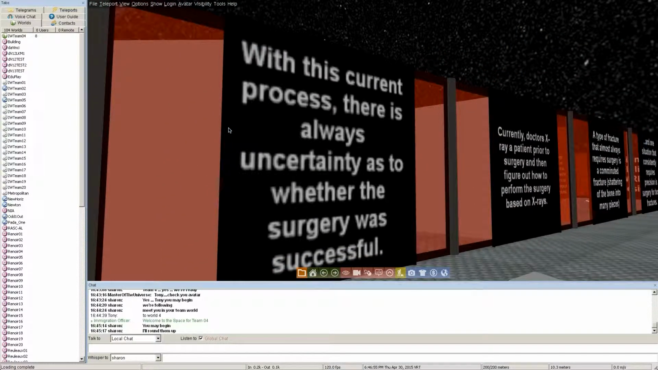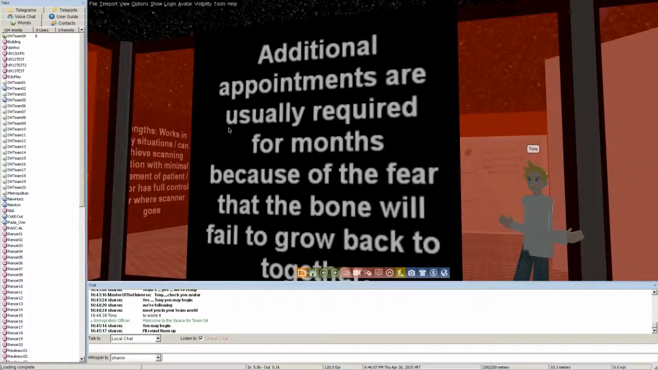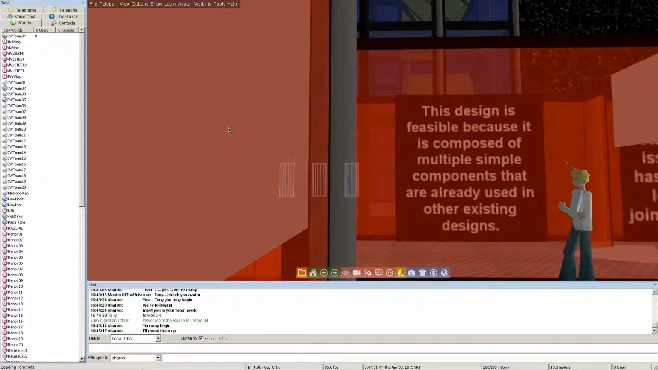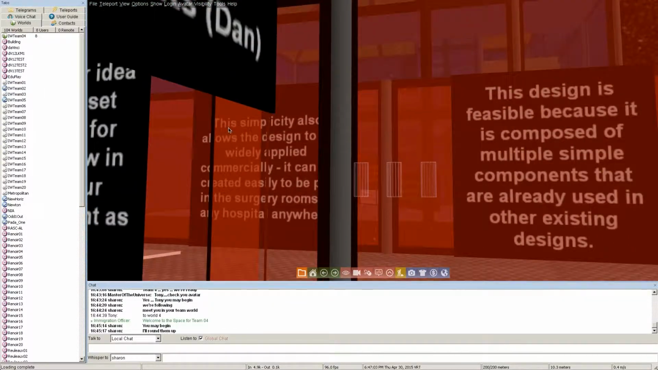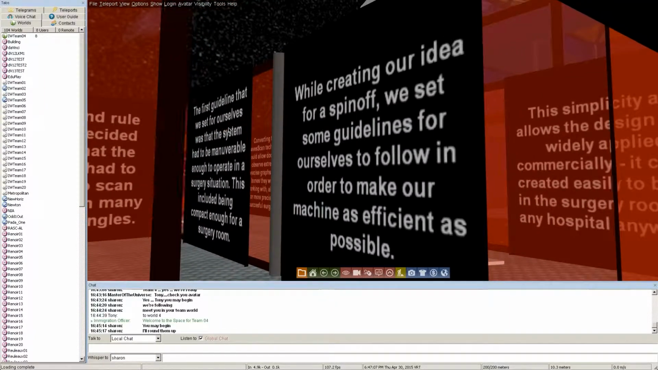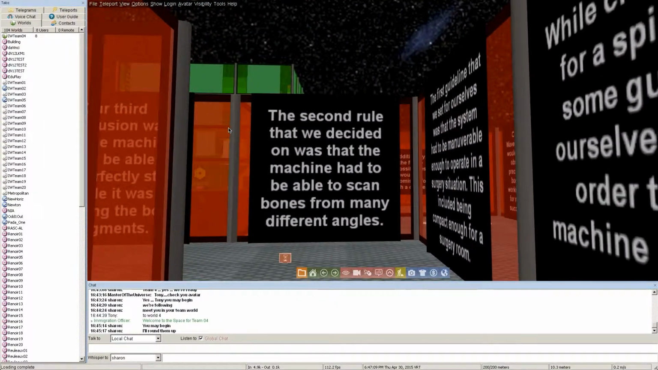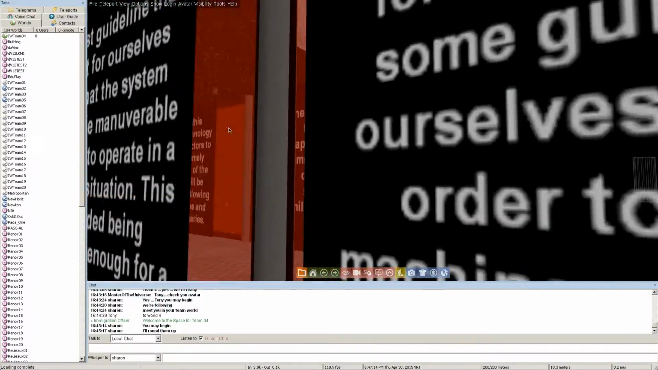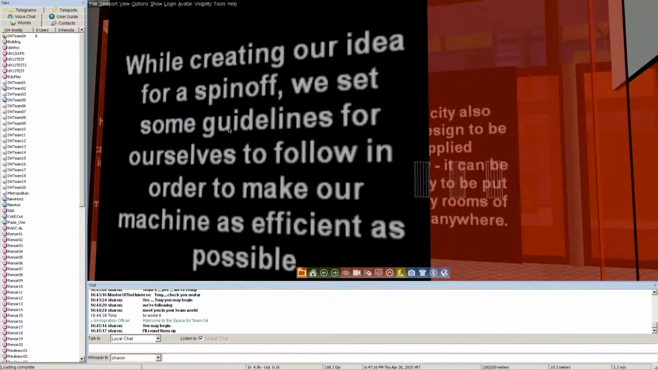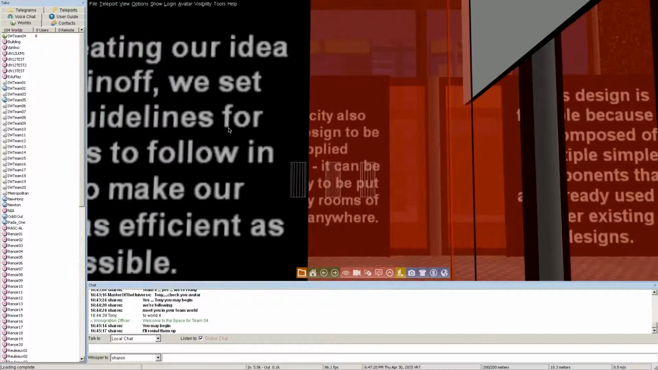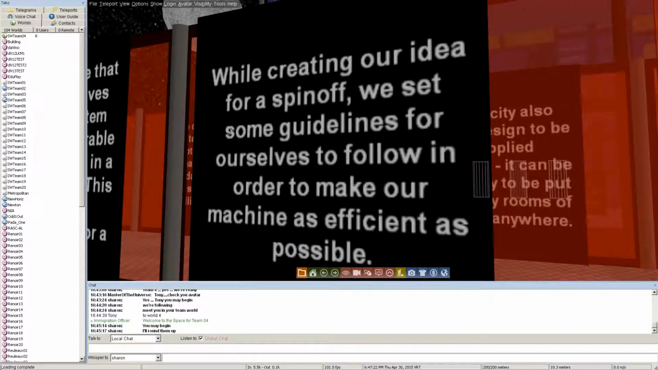Okay, so as Tony mentioned, I'll talk to you about the criteria and constraints that we place on ourselves while working on the project. We put these guidelines in place so that our system could be as efficient as possible. The first guideline that we set for ourselves was that the machine had to be maneuverable enough for a surgical room. This was because doctors needed to be able to move the system wherever they felt necessary so that they could operate on their patient.